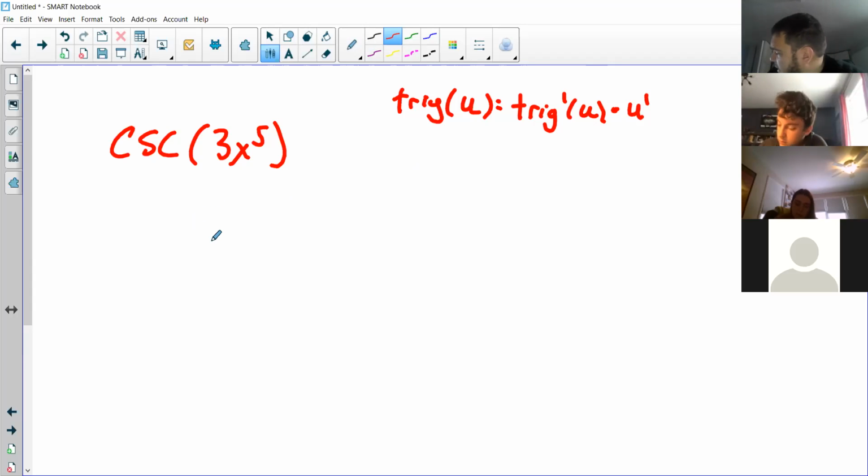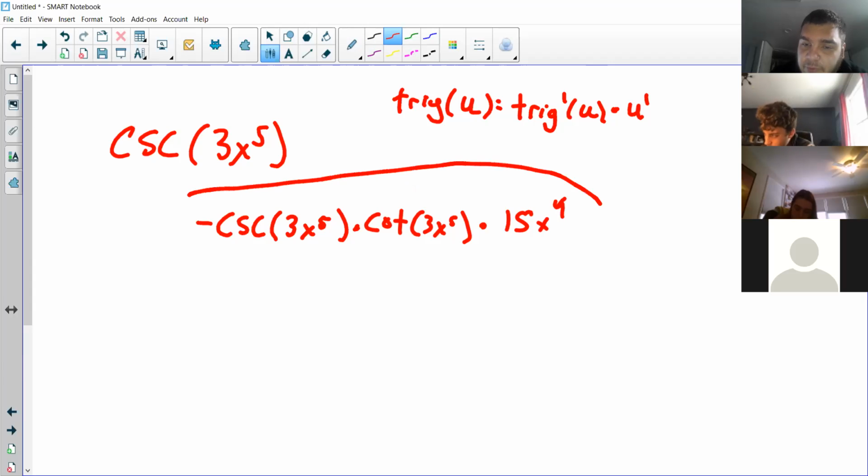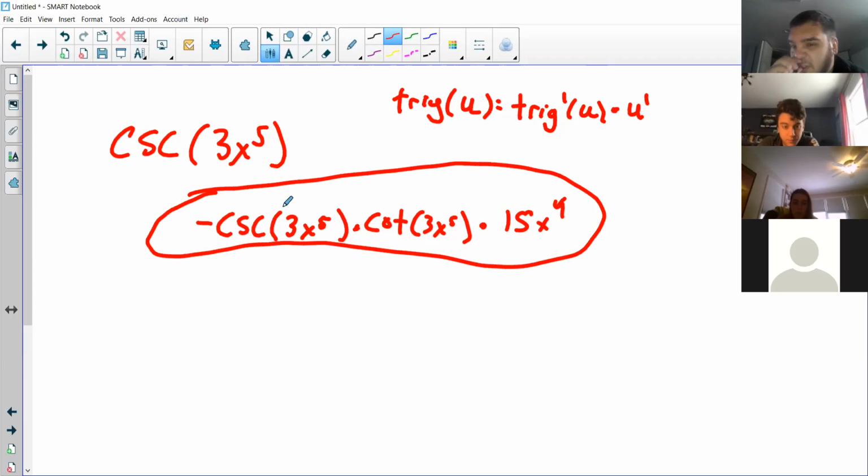So the derivative of cosecant is negative cosecant cotangent x. So it's going to be negative cosecant, this is going to stay intact, 3x to the fifth, times cotangent, 3x to the fifth, times the derivative of the inside. So the derivative of the inside, which is 3x to the fifth, bring the 5 down, 15x, reduce the power by 1 to the fourth. If you rewrite it with 15x to the fourth in front, that's okay. Since it's a large test, I'm not going to rush you or grade you on formatting.